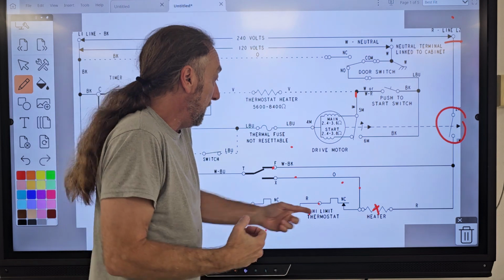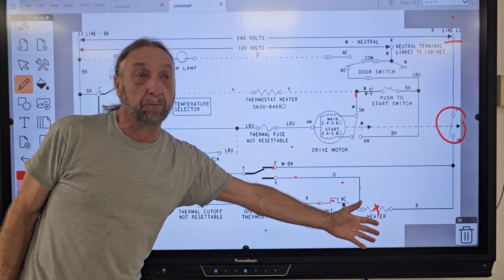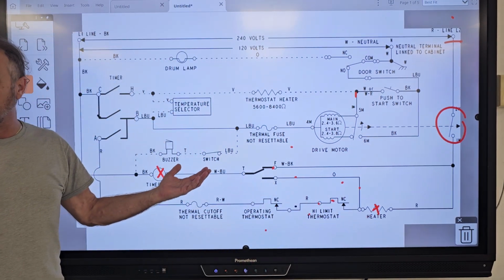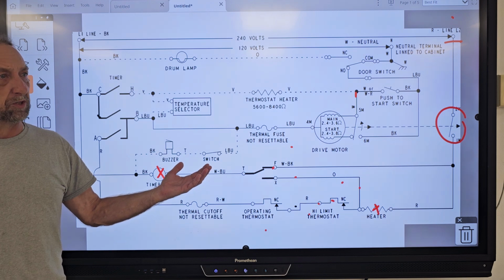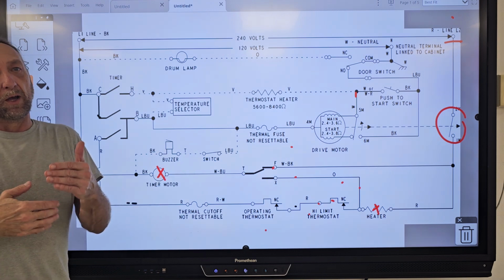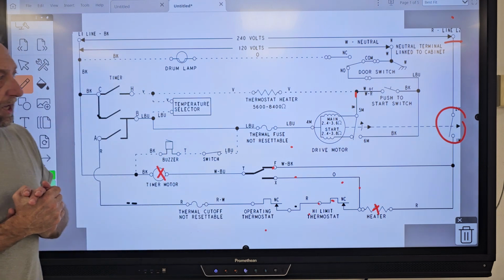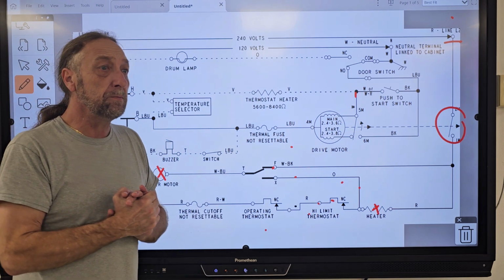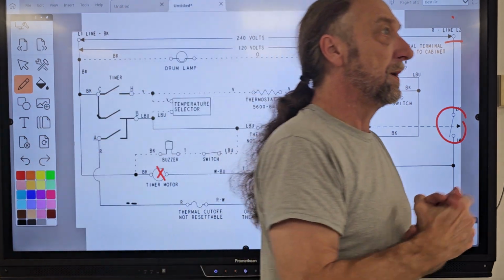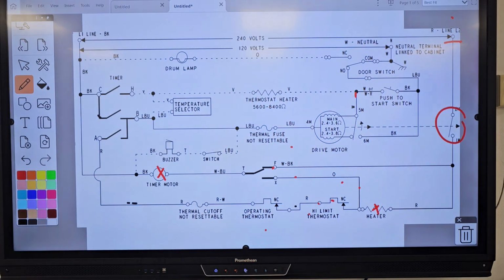I'm not going to worry about this thermostat. Yeah, it would affect my heater, but it wouldn't affect my timer motor. My timer motor would still work. So looking at what it could be, it cannot be that. Unless there's more than one issue. They both have separate issues. It could happen.